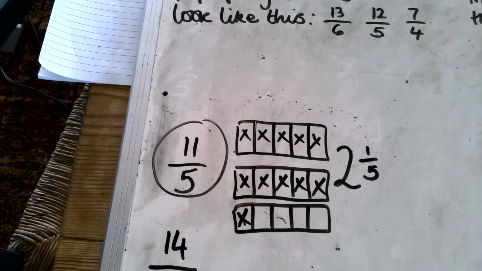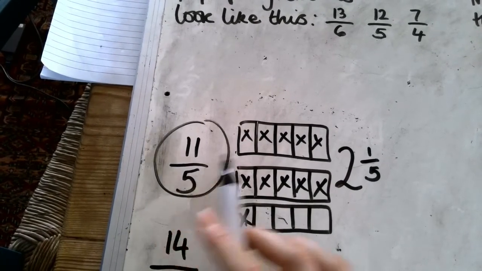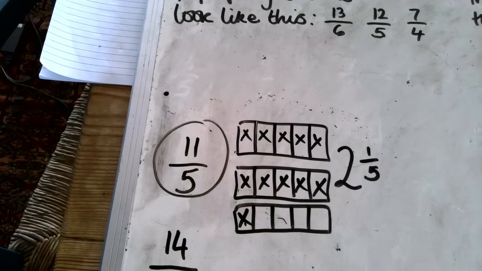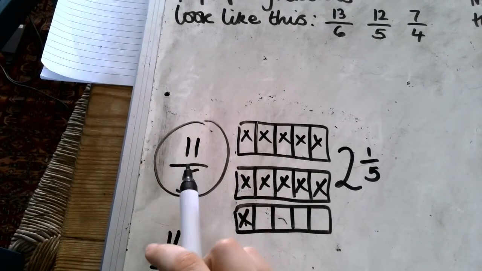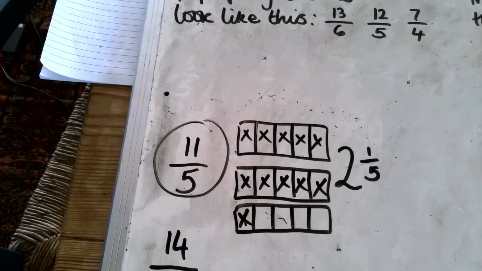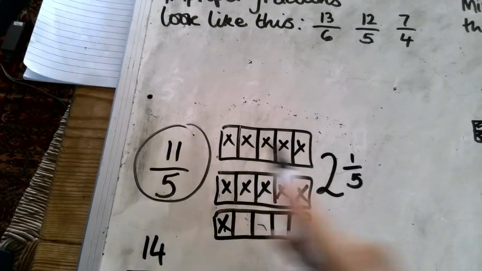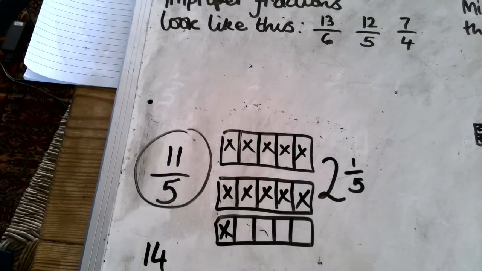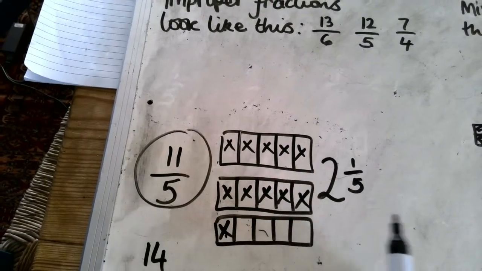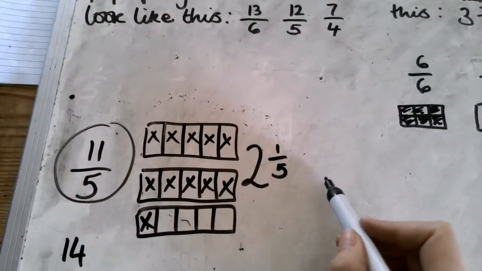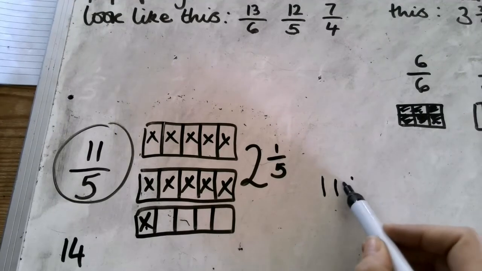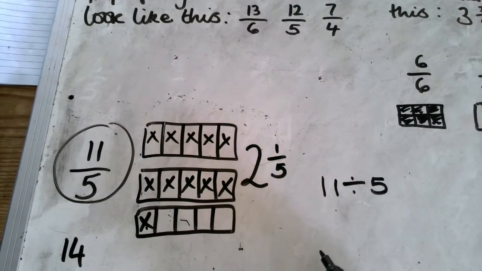So that is one way of converting improper fractions into mixed numbers. You could draw it out and colour in the right number of fifths. Now another way you could find the answer is by a division calculation. Now 11 fifths is the same as 11 divided by 5.